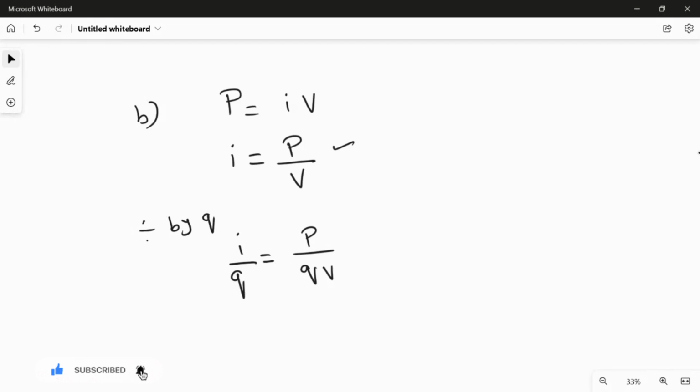So the power value is given as 1500, and the charge value we know is 1.6 multiplied by 10 power minus 19, and also we have the potential difference value, 120 volt. By using this, you can easily find the answer very directly. So let's substitute the values here. The power value is 1500 over the charge value, 1.6 multiplied by 10 power minus 19, multiplied by the potential difference, 120.